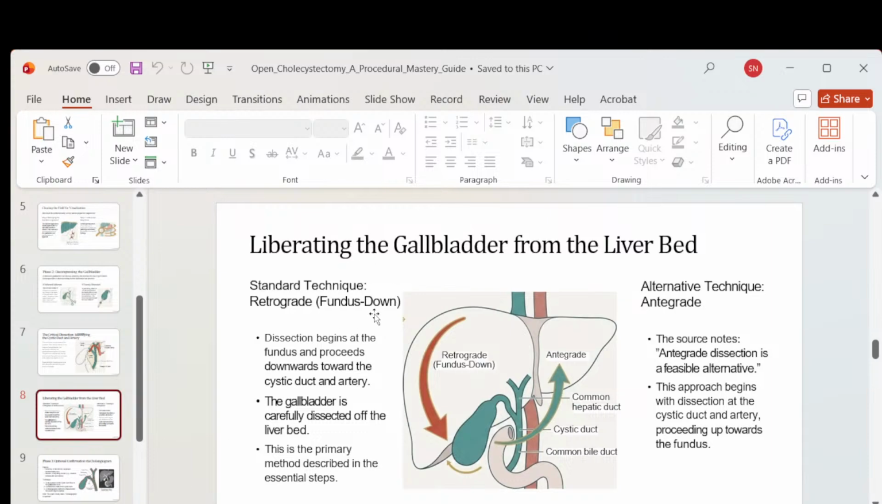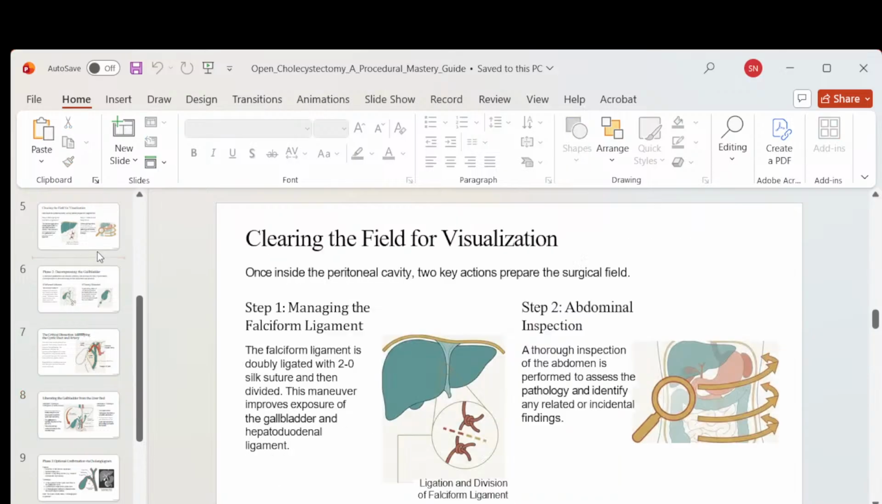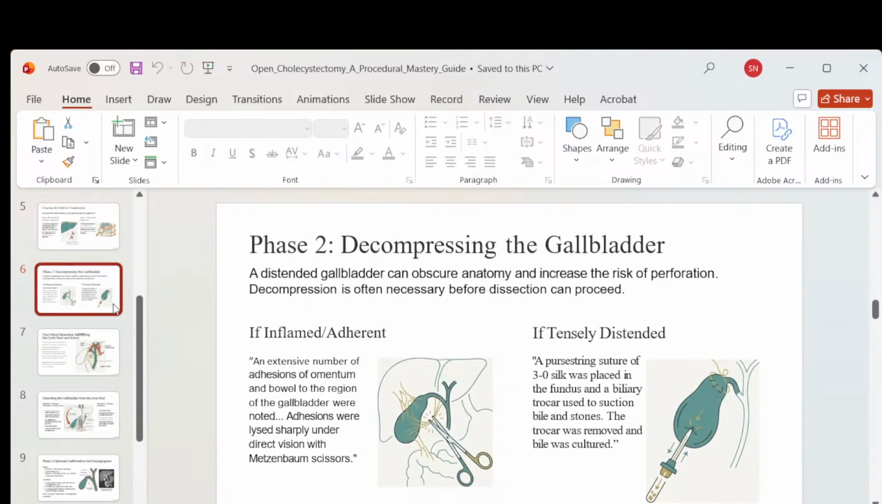So, liberating the gallbladder from the liver bed. First is the field of visualization. Managing the falciform ligament and abdominal inspection is done, followed by which decompression of the gallbladder is to be performed. Any adhesions, or a tensely distended gallbladder: a purse-string suture of 3-0 silk is placed in the fundus and the biliary trocar used to suction bile and stones.